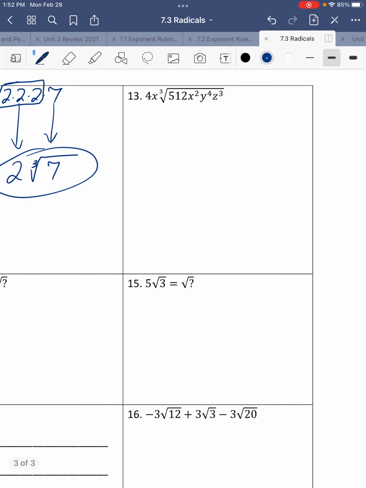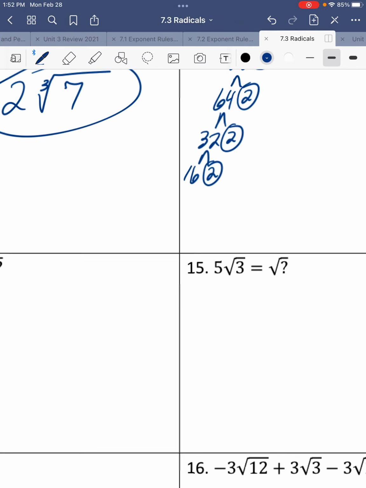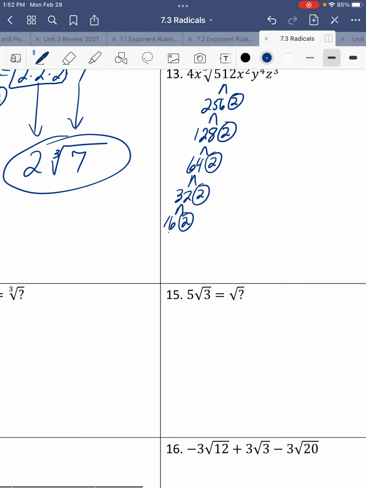All right, number 13. Oh, my goodness. 512 is 256 and 2. That is 128 and 2. That's 64 and 2. 32 and 2. 16 and 2. Whoa. All divided by 2, so I'm going to keep going. That is a lot of 2's.